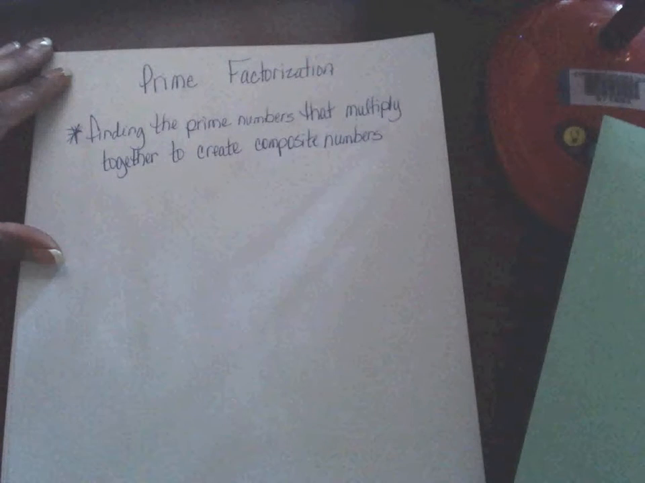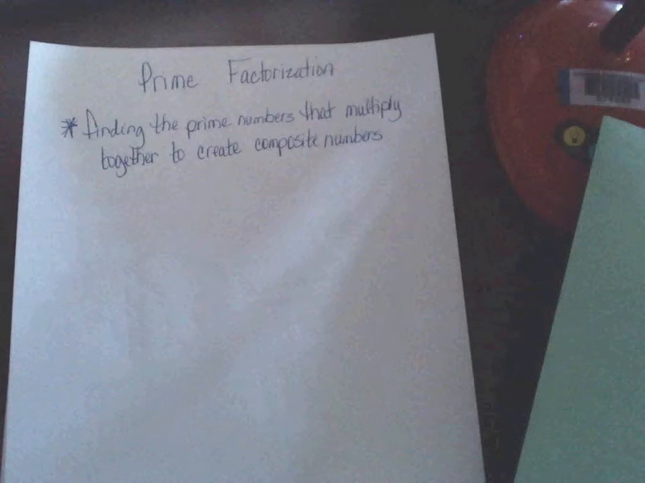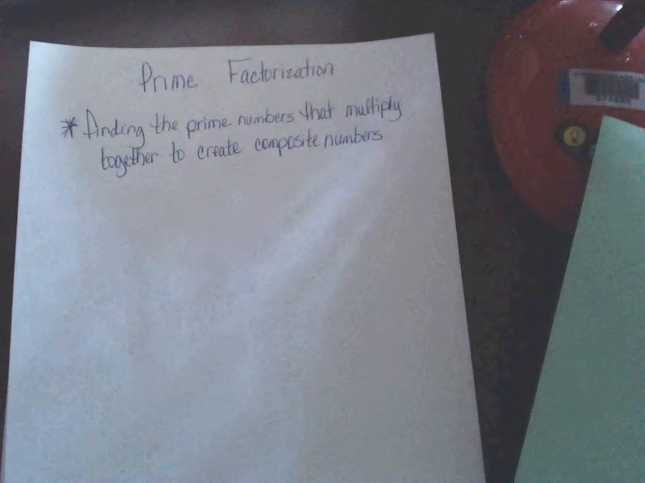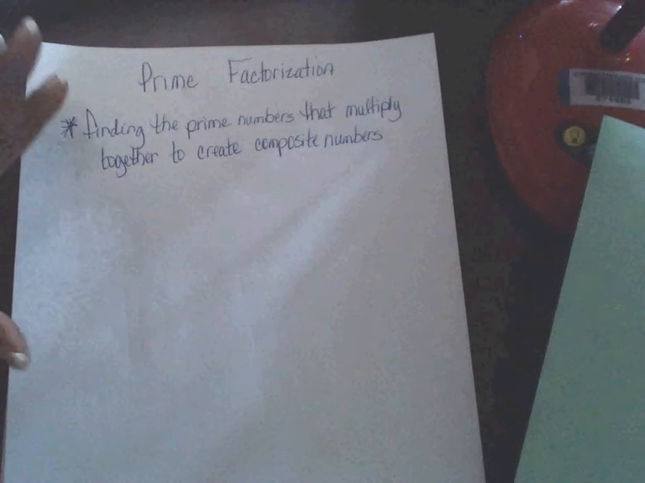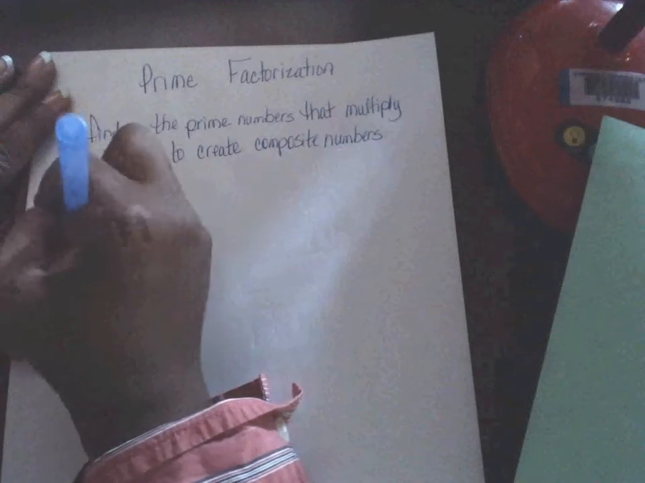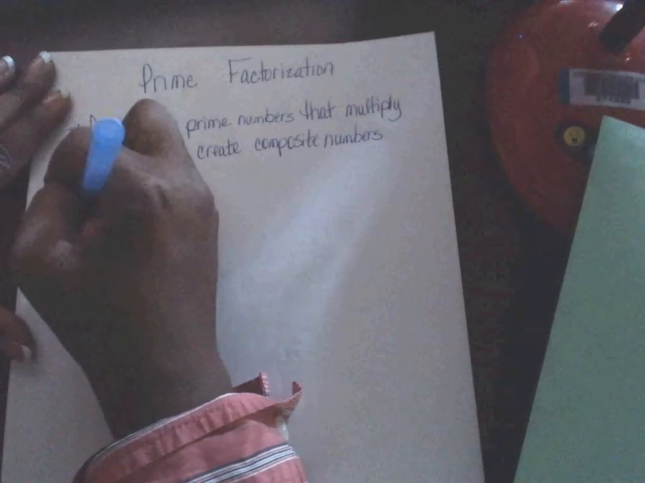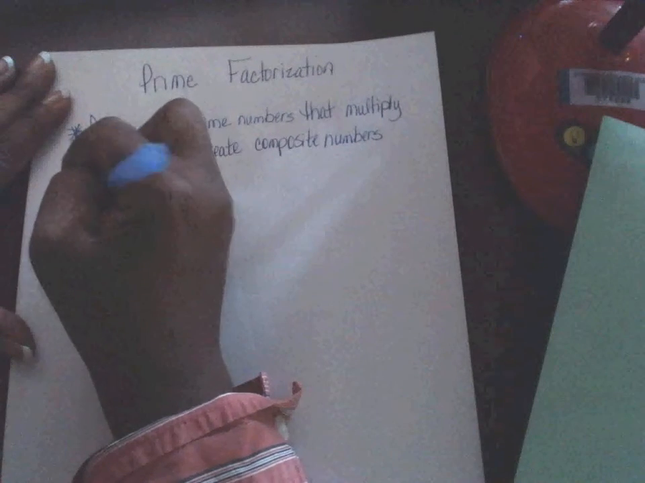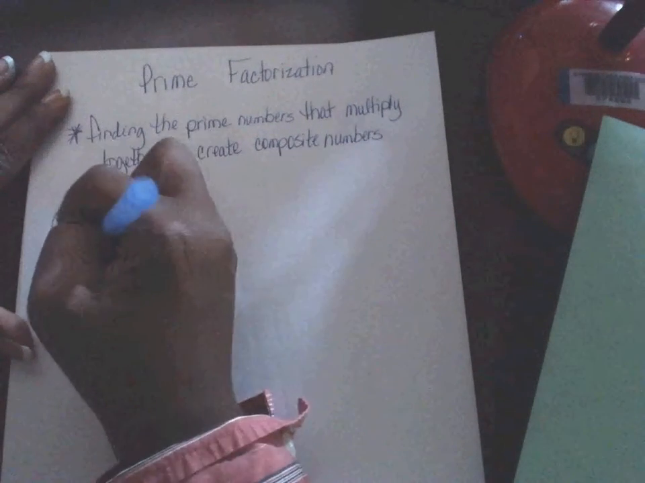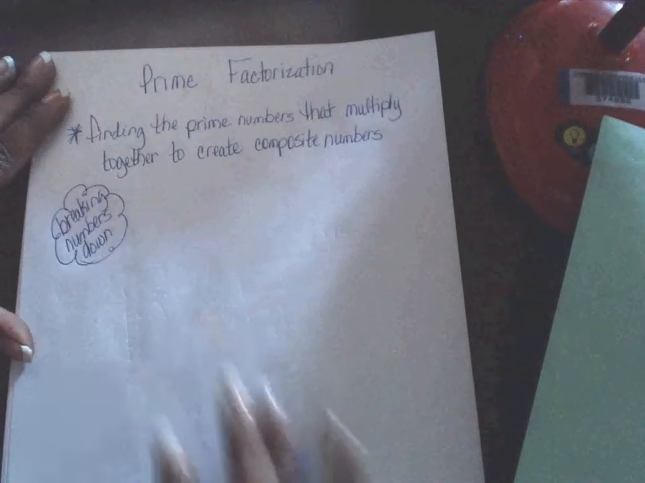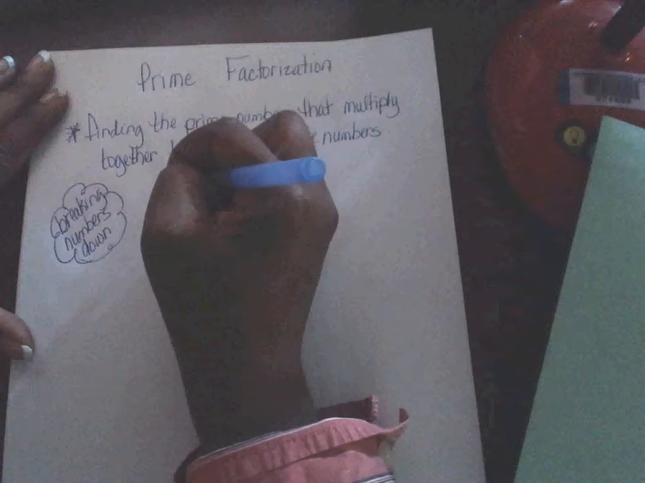Okay, so prime factorization is a way to break down a number into its prime numbers, a way to break down composite numbers into smaller forms, okay? So whenever I say prime factorization, I want you to think about breaking numbers down. We're going to do an example here with 24.